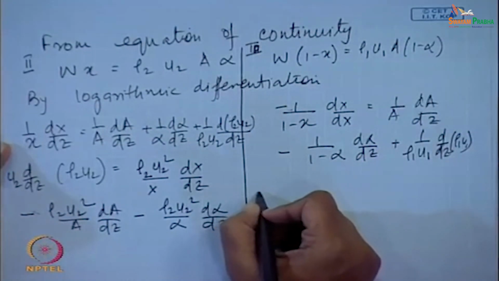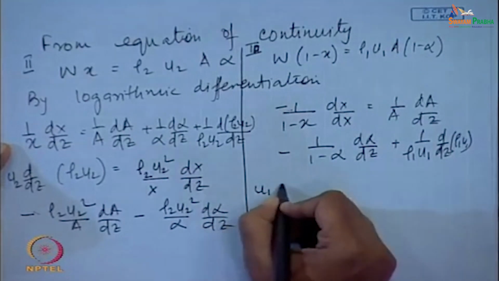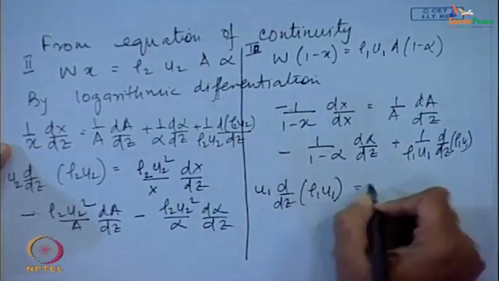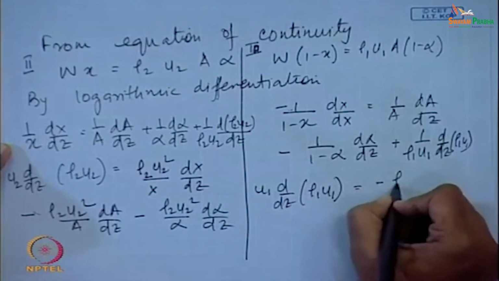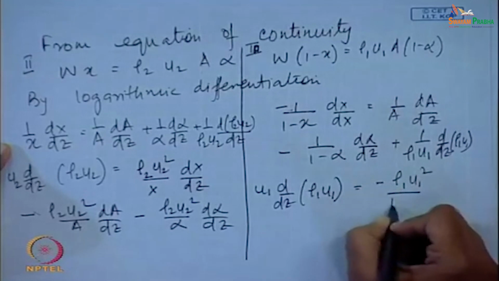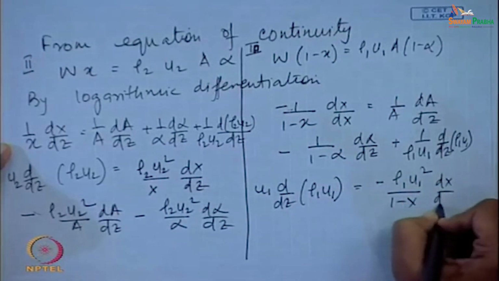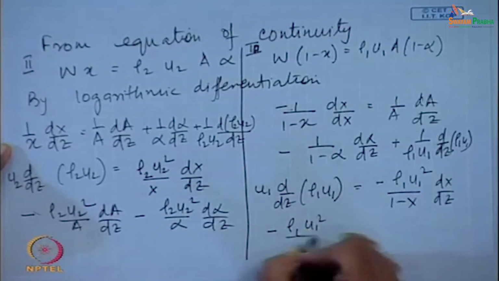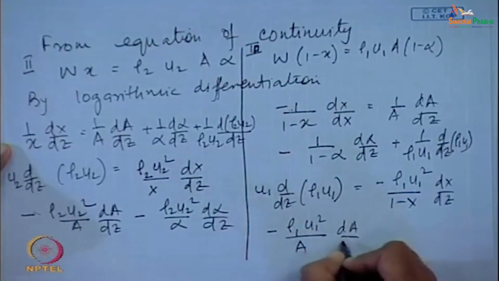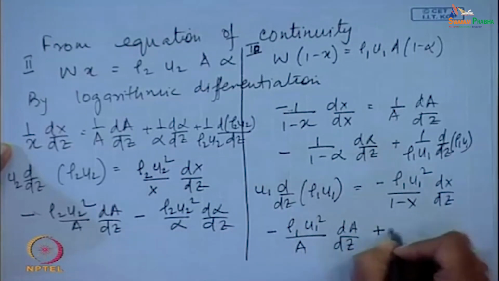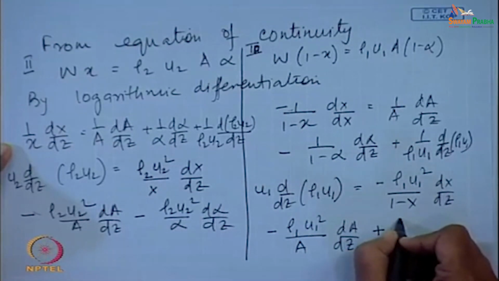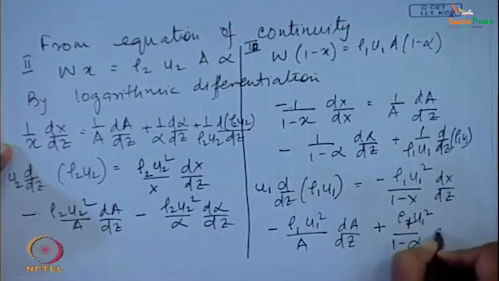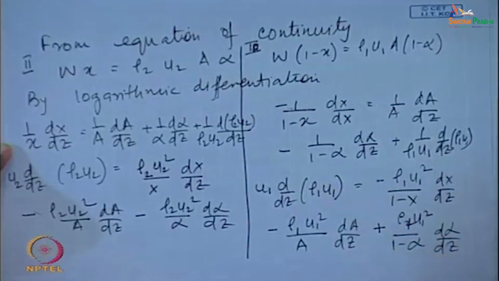So, in this particular case also, if we write u1 d/dz of rho 1 u1, we would get minus rho 1 u1 square by (1 minus x) dx/dz. Again here minus rho 1 u1 square by A dA/dz. In this case plus rho 1 u1 square by (1 minus alpha) d alpha/dz, right.